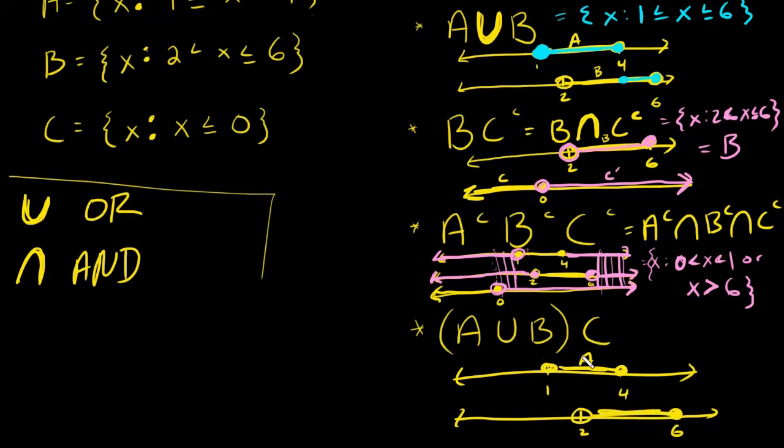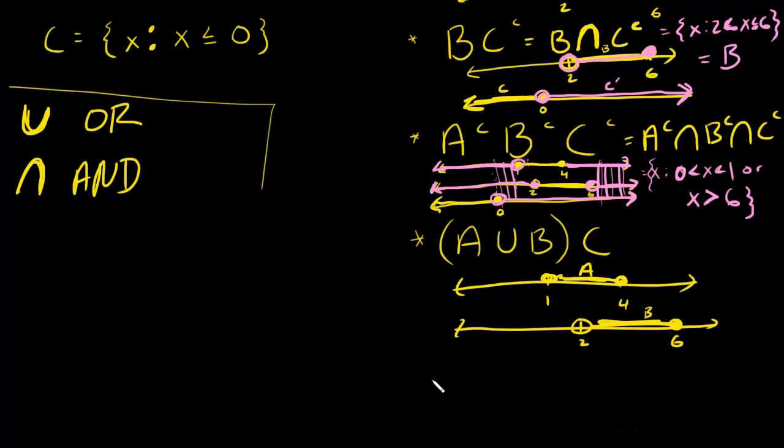So the union between A and B: union means or, so I belong to either one. I'm going to write the union first. The union would start at 1, close that dot, all the way until 6, close that dot at 6. So right here, this is A union B, where the elements belong to A or they belong to B.